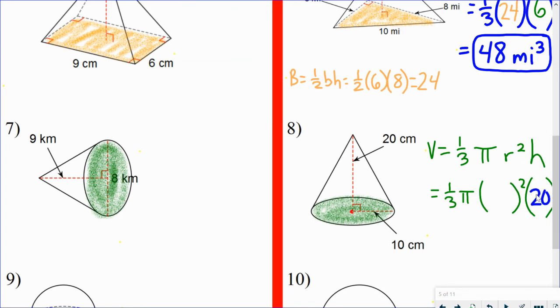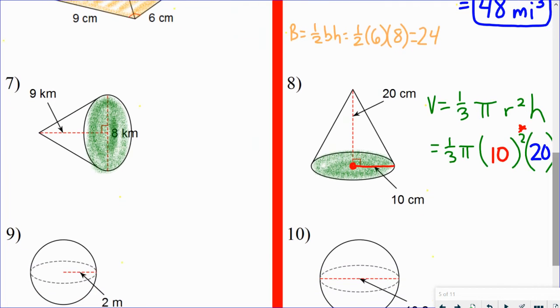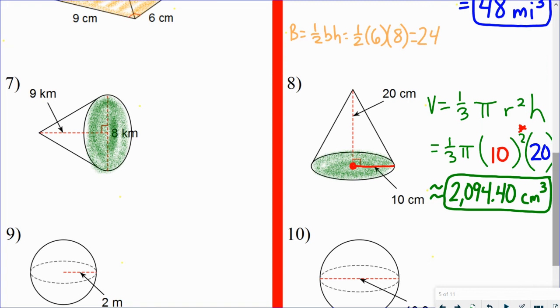Let's take a look at this green base. Let's take a look at this red measurement that appears to be 10 centimeters is the radius. Don't cut it in half. Don't double it. 10 is the radius. So if we go to our handy dandy calculator, multiply 1/3 times pi times 10 times 10 times 20. That is what that 10 squared means. We multiply that, round it to the nearest hundredths place, 2,094 and 40 hundredths cubic centimeters.